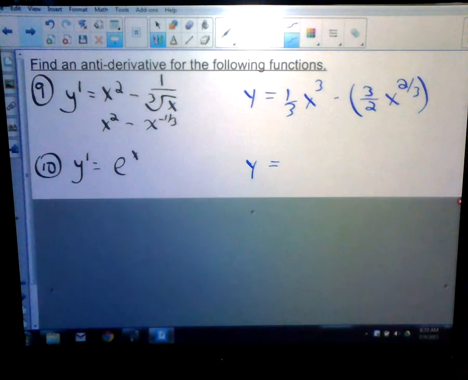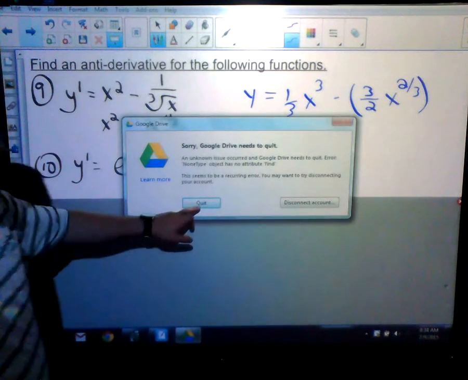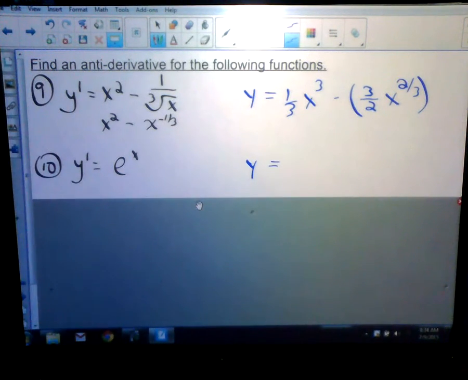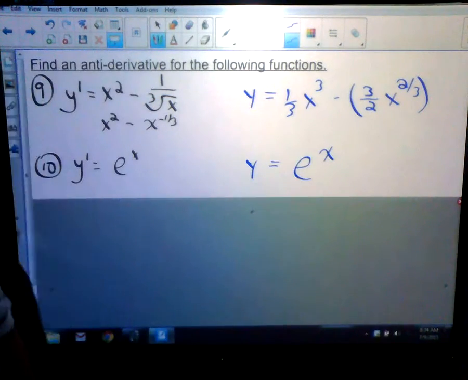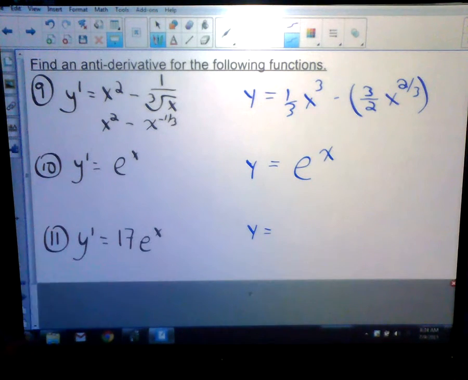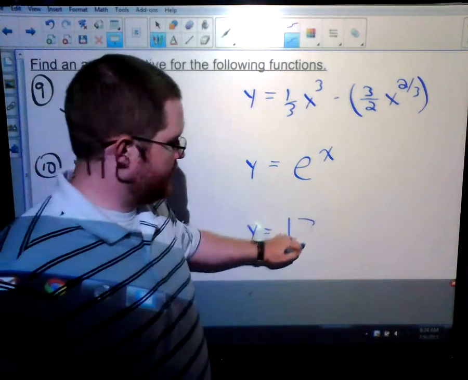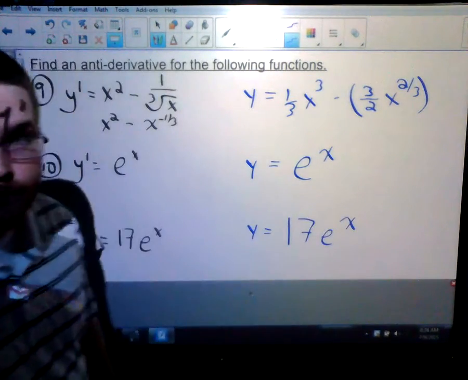Ooh, number 10, e to the x. What has a derivative of e to the x? Oh, sorry guys. What has a derivative of e to the x? E to the x. It's its own derivative, it's its own integral. How about 17 e to the x? What do you think the antiderivative of 17 e to the x is? 17 e to the x.